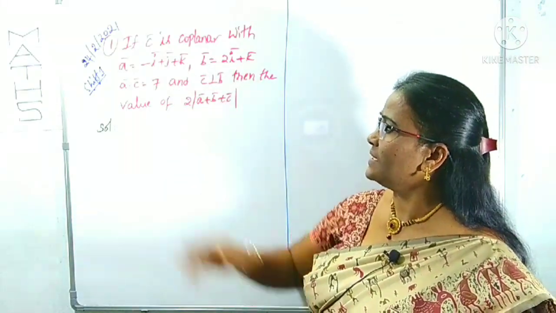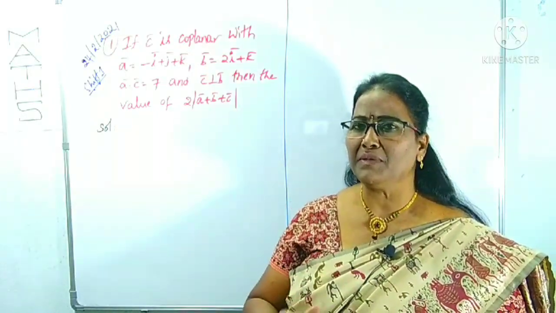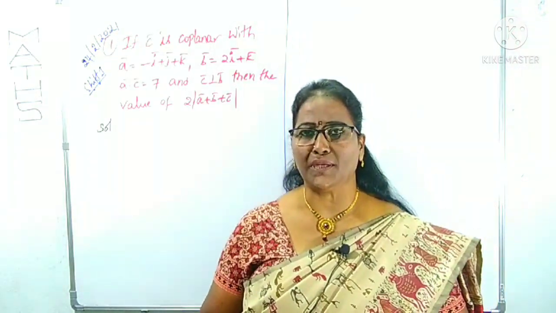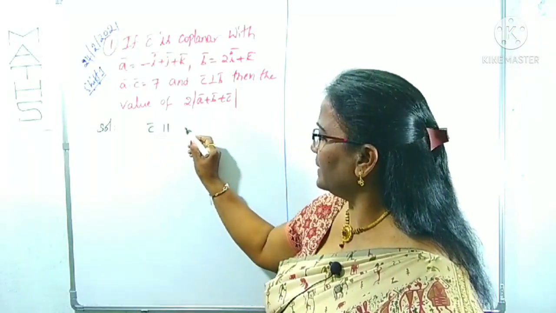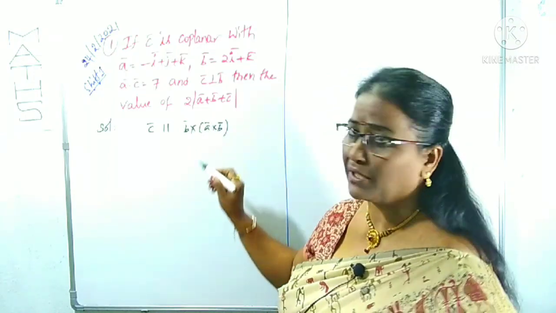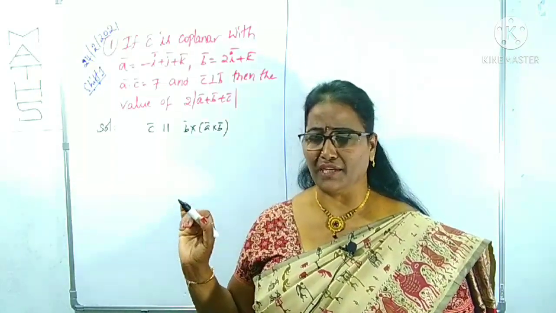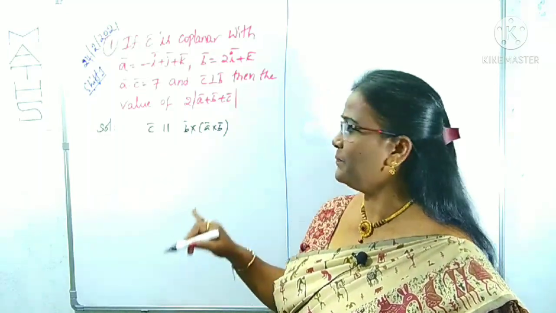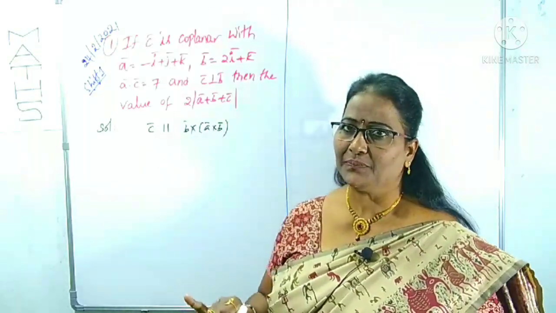What is the first sentence? C is coplanar with A, B. So if C is coplanar with A, B, it means C lies in the plane of A, B. Already I have explained to you what is vector triple product. Indirectly, C is parallel to the plane containing B cross of A cross B. If you write this vector triple product, maybe A cross of B cross C also we can write. So this is contained in the plane of the vectors A and B. C is coplanar with this means C is parallel to this vector.